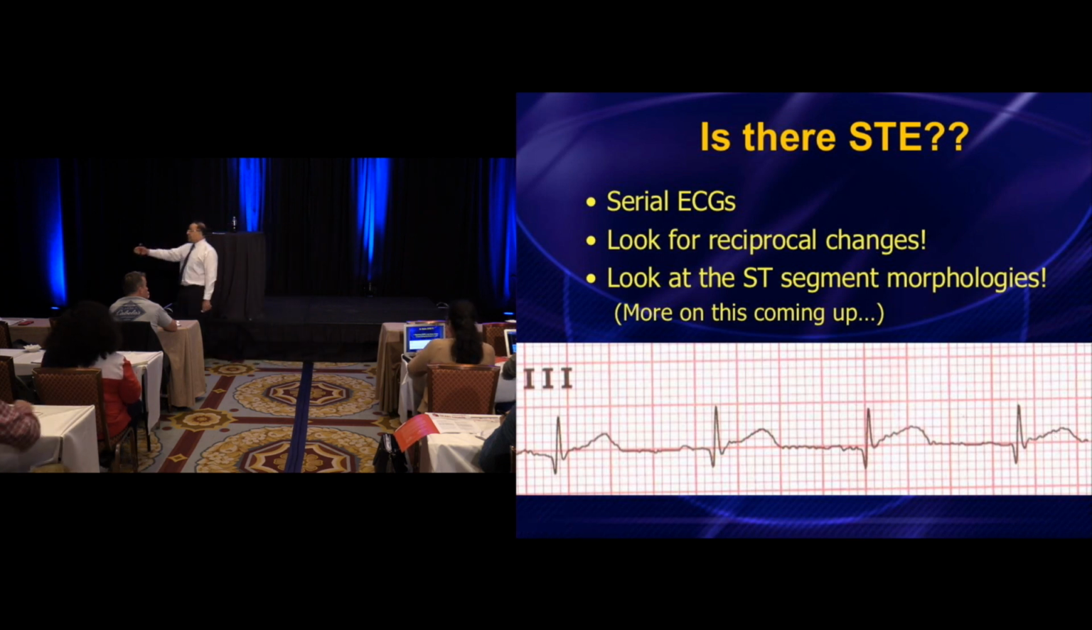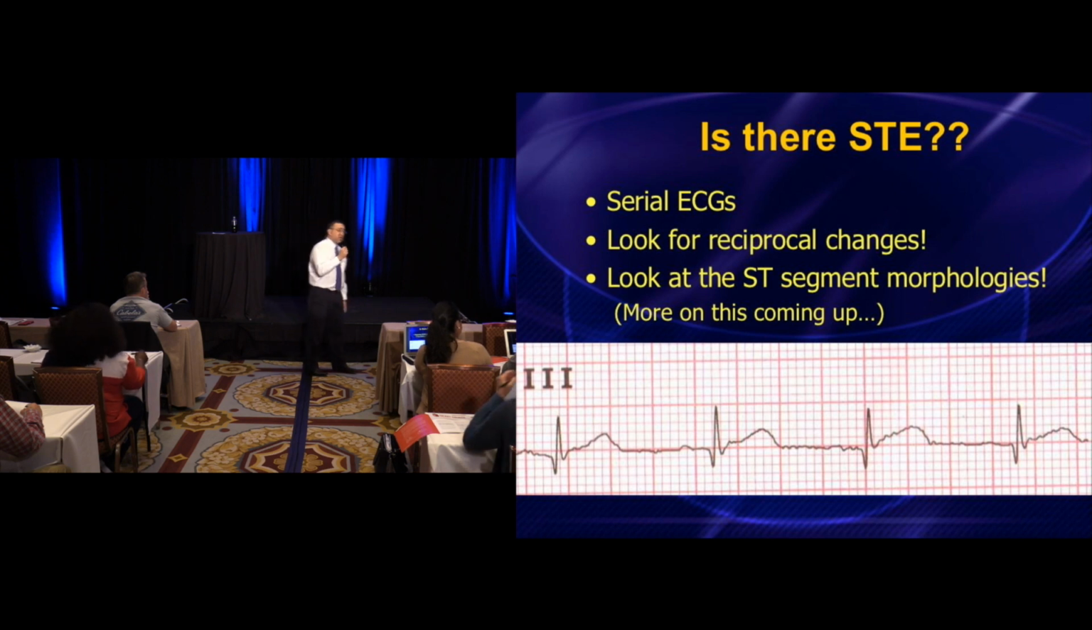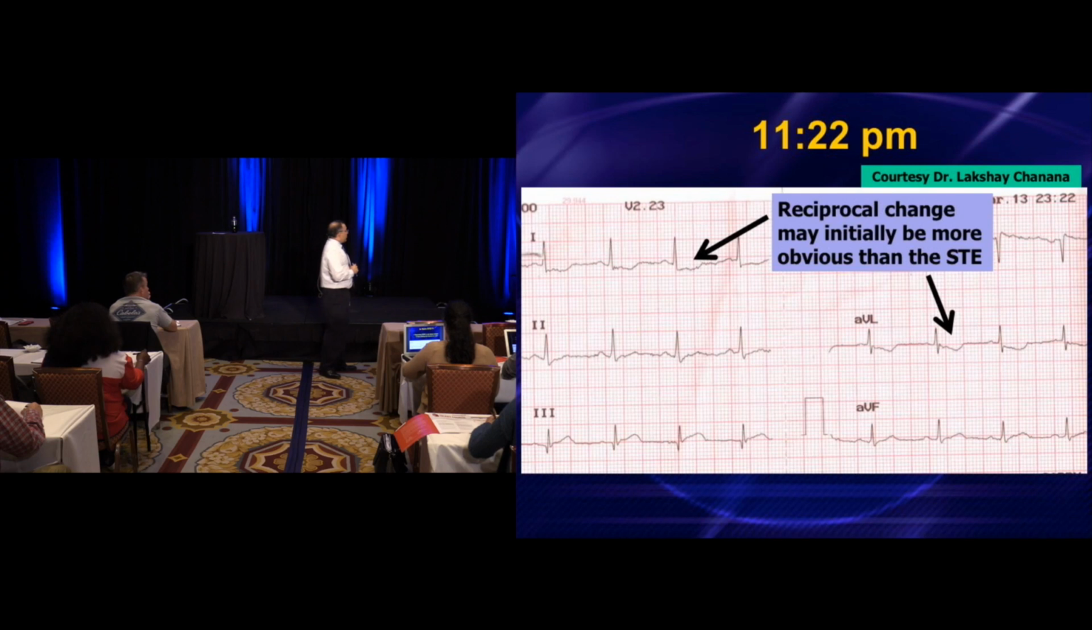And so what do you do? You're not going to activate the cath lab simply based on that morphology, but you need to get a repeat 12-lead ECG. And if there's only one thing that you take home from the entire session today, all right, I'll be just kind of disappointed with that. But if there's only one thing, please let it be serial ECGs are critically important. All right? So reciprocal changes as well.